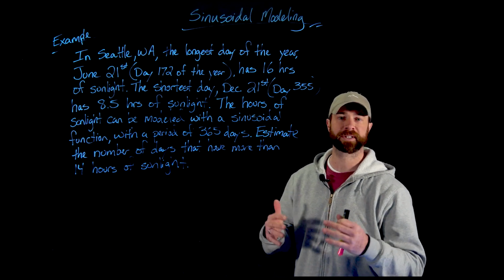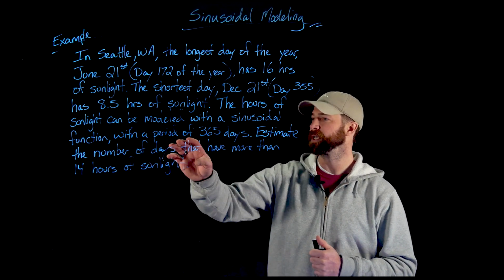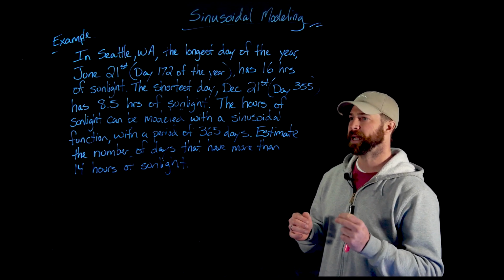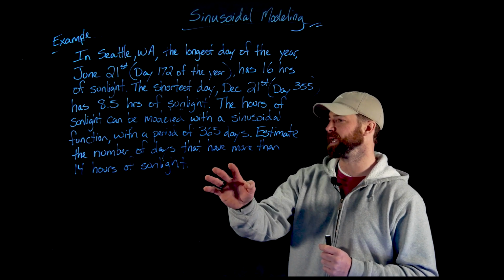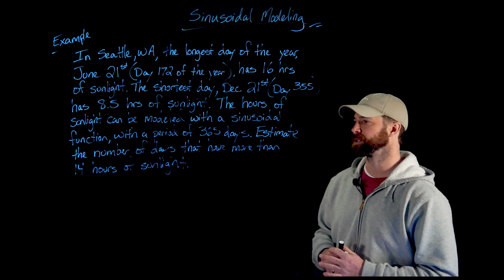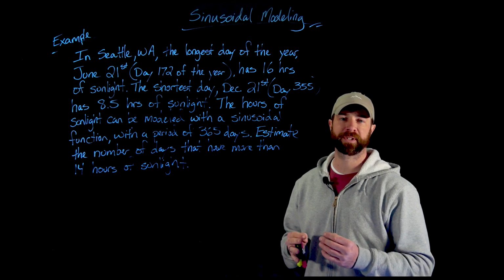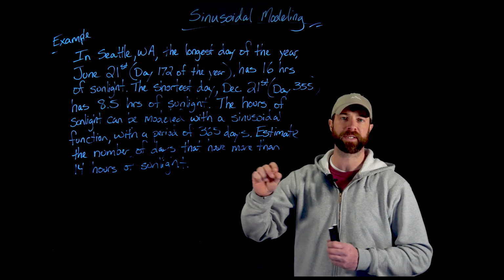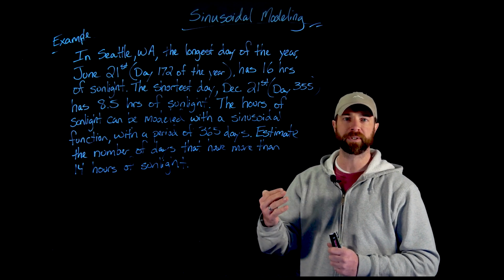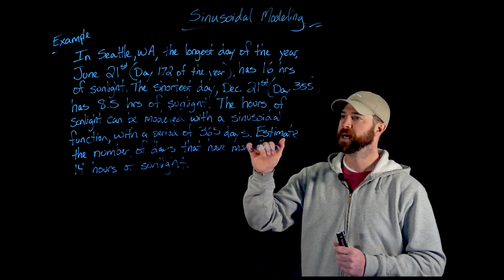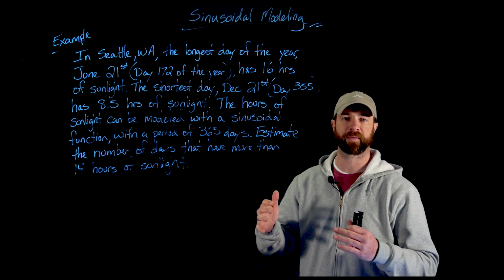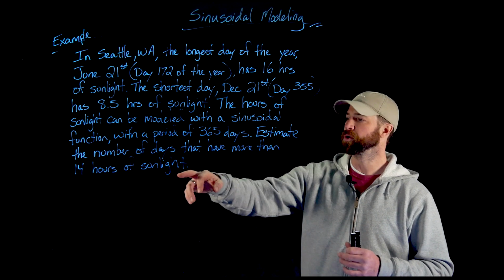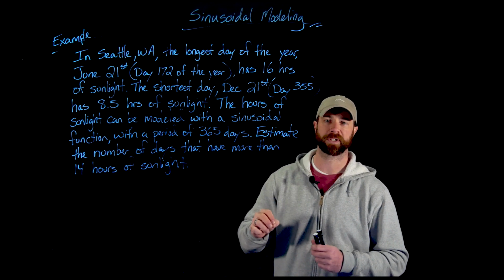That's a big deal, either sine or cosine, with a period of 365 days. Makes sense, one full year. What we're being asked to do is to estimate the number of days that have more than 14 hours of sunlight. Importantly, for examples like this, we can't directly attack the question at hand, estimating the number of days. What we're first going to do is build a model of this information, a sine or cosine function with some transformations so we can model exactly this information. Then once we have our model, we'll attack this question of the 14 hours of sunlight.